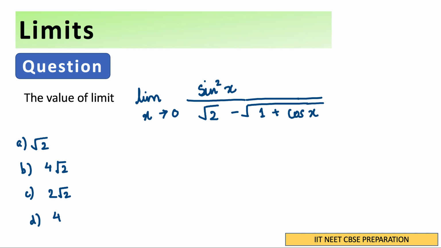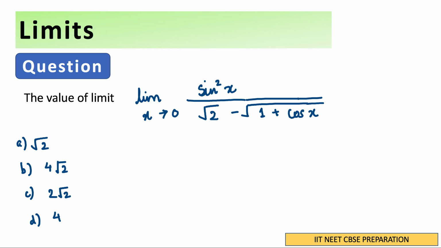So it says that we have to find the value of the limit, and it is given limit x tends to 0 of sine square x divided by root 2 minus root over 1 plus cos x. So first of all, what is the first step? We'll substitute the limit, x tends to 0. So put x is equal to 0 in the numerator and the denominator. Let's see what we get when we put x is equal to 0.